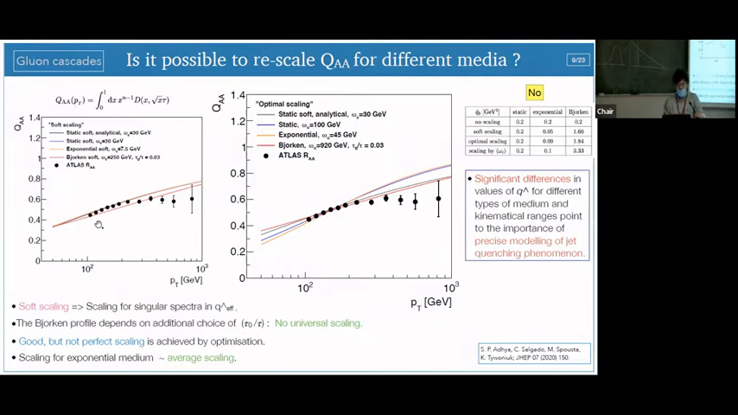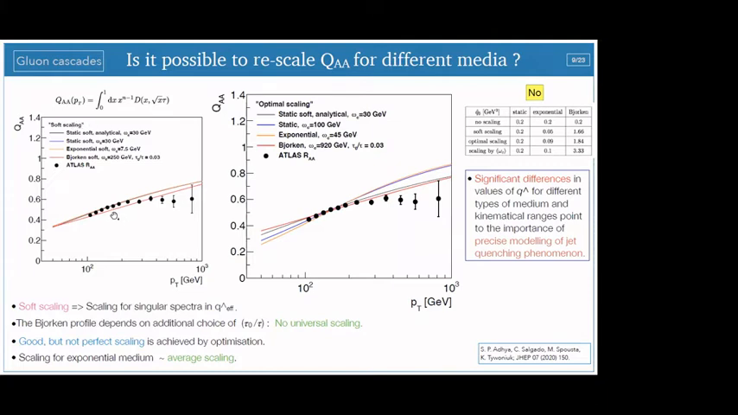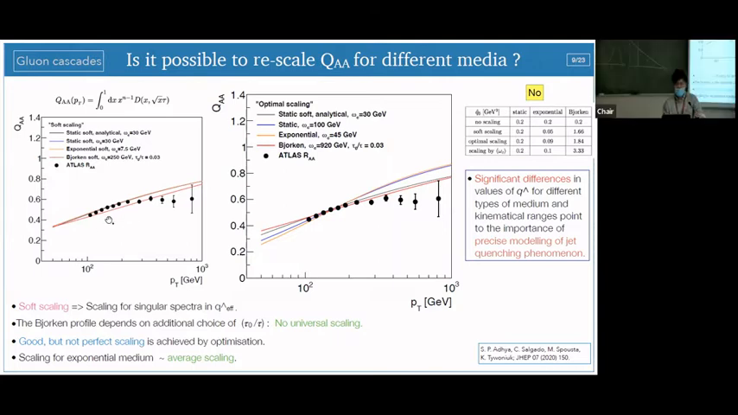When we do this kind of soft scaling, in the soft approximation, we take the medium profiles and solve the equations in the soft approximation. We see that although there is a nice scaling in the soft scatter, not exact but reasonable, when we do some kind of optimal scaling, so that we minimize the differences with the data for the static as well as the other medium profiles, we see that there are significant differences between different kinds of medium profiles. And also, it is not possible to actually rescale this quenching factor for different media. This is our observation, or inference.